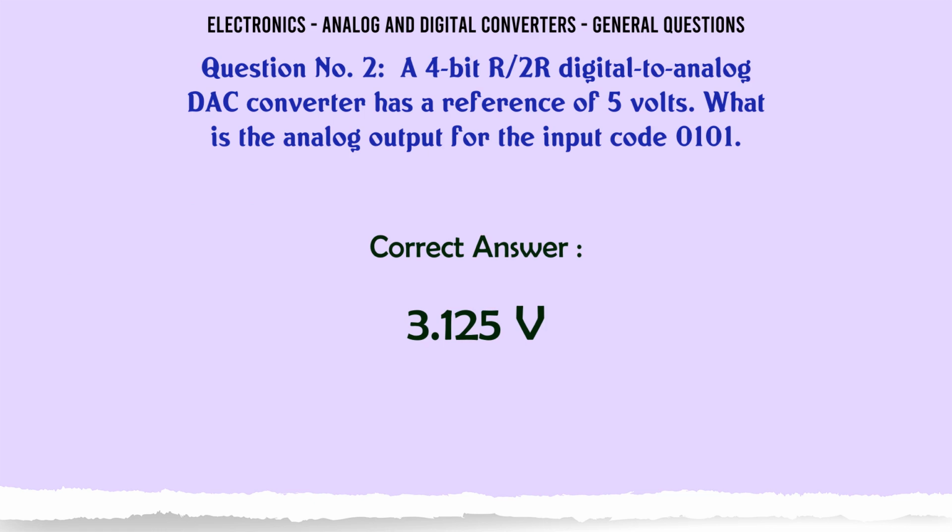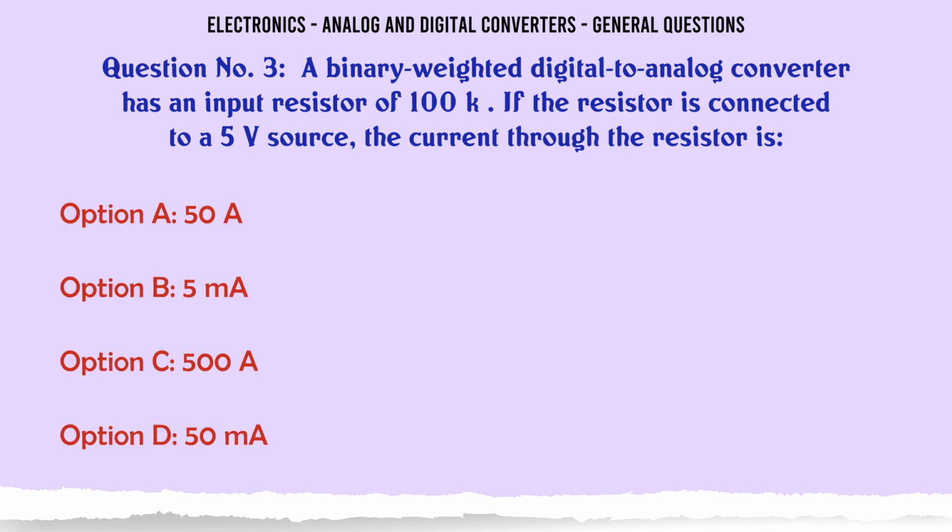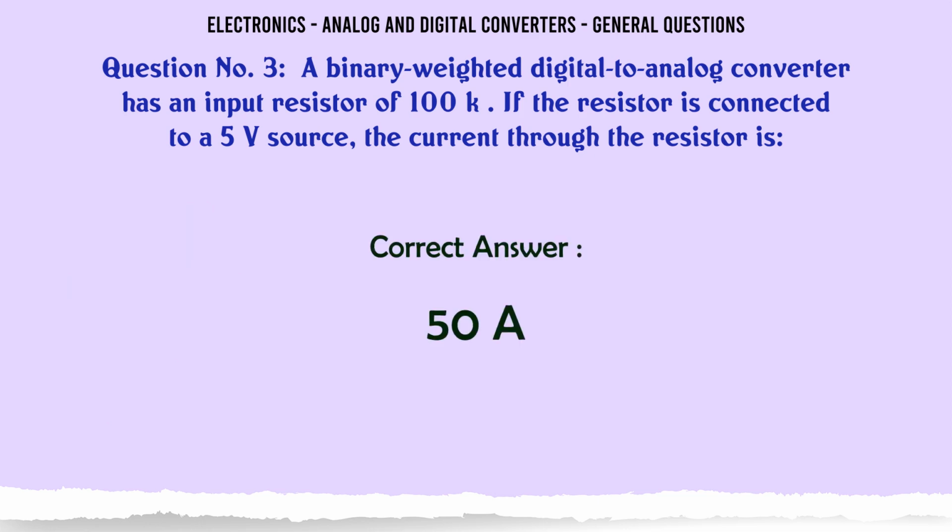3.125V. A binary weighted digital to analog converter has an input resistor of 100K. If the resistor is connected to a 5V source, the current through the resistor is A. 50µA, B. 5 mA, C. 500µA, D. 50 mA. The correct answer is 50µA.